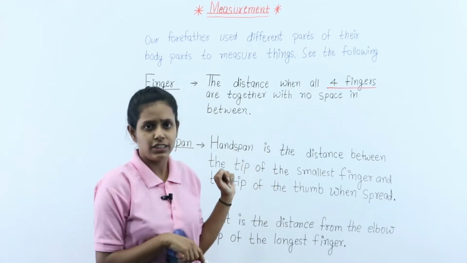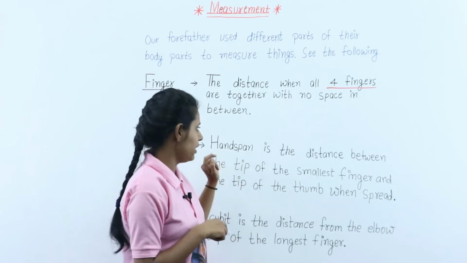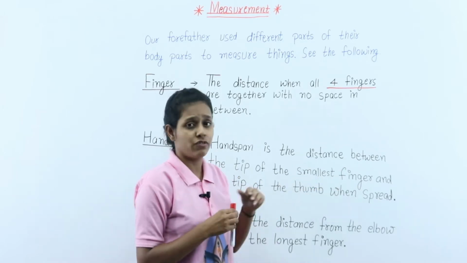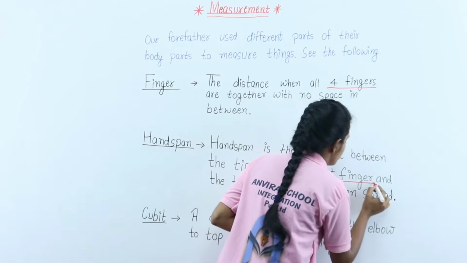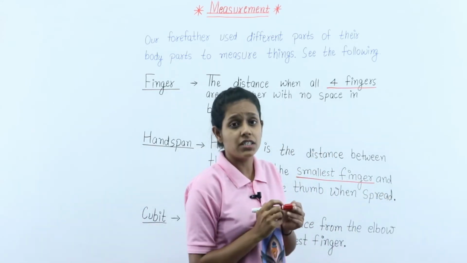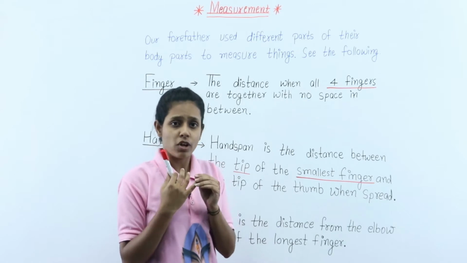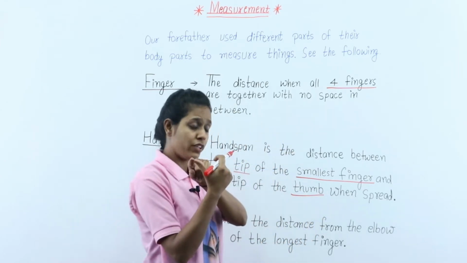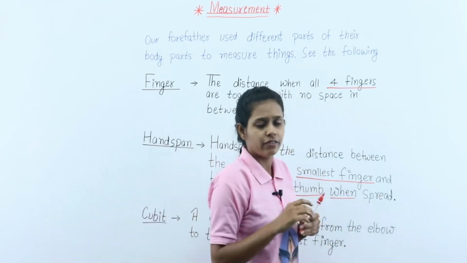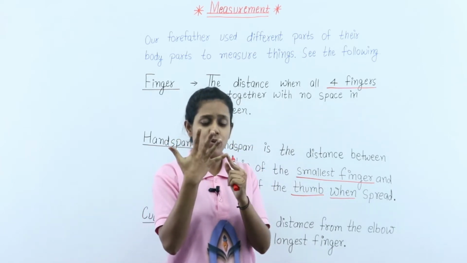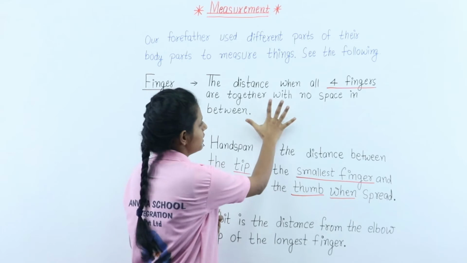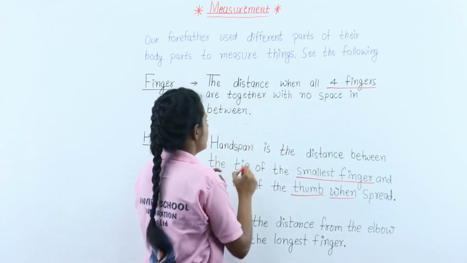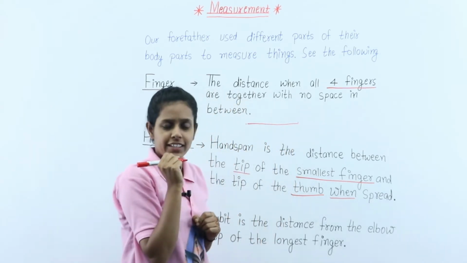Next is hand span. What is hand span? Hand span is the distance between the tip of the smallest finger, which is our smallest finger, and the tip of the thumb. When we spread the distance between the smallest finger and the thumb, this is called hand span. The distance from here to here is a hand span.